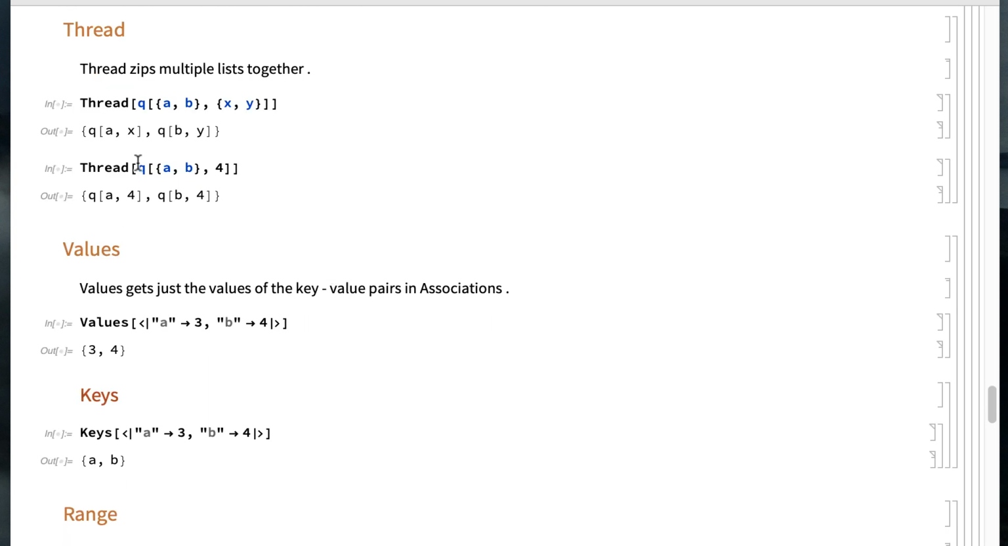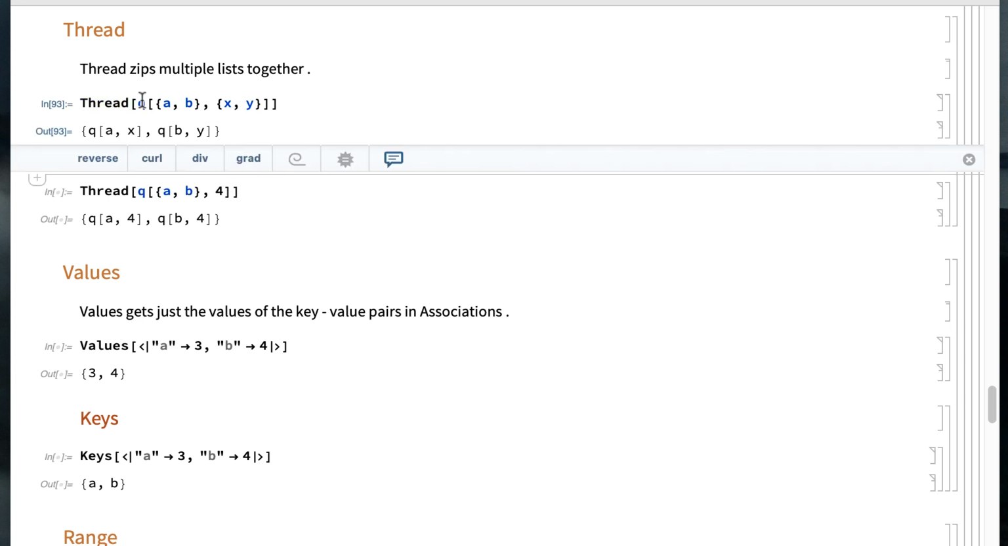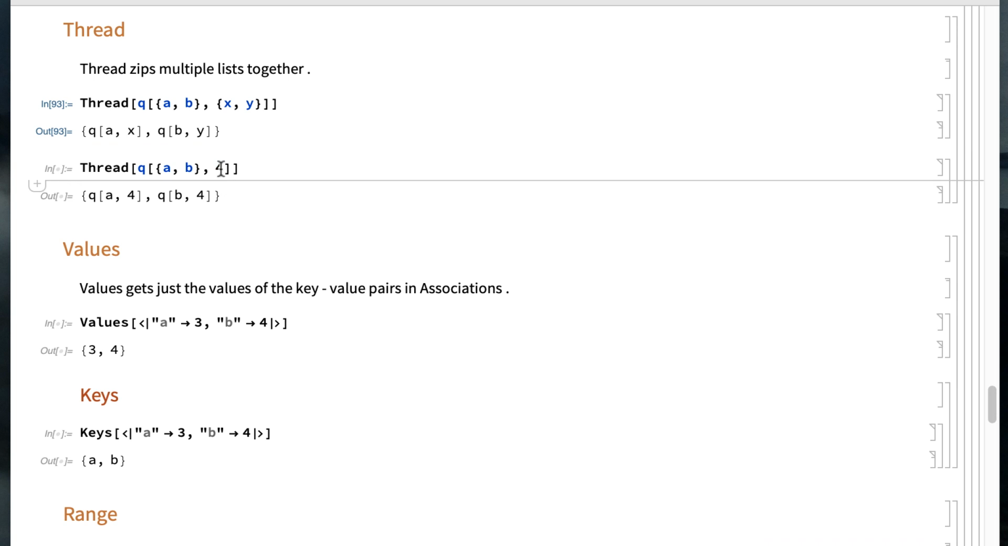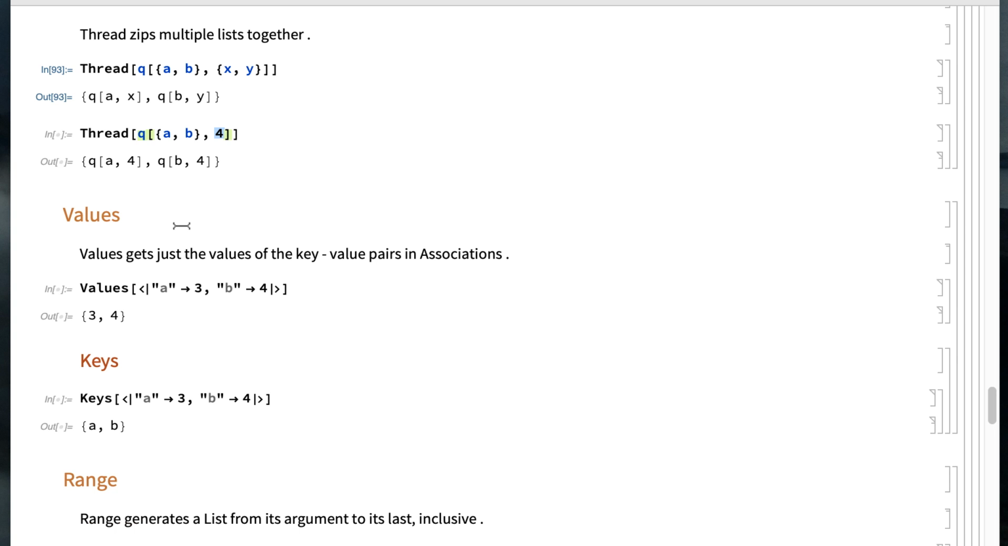Thread. It basically zips multiple lists together. In fact, I believe in Python it's called zip, or maybe it's Julia, one of them. So it says, look, take the first one here and combine it with the first one here, and the second one here and combine it with the second one here, and wrap a Q around it. So that's Thread. If one of the elements is constant, say it's always going to be 4, you don't need to write out 4, 4. You can simply write 4, and it will then say, I'll take A of 4 and B of 4. So a convenience.